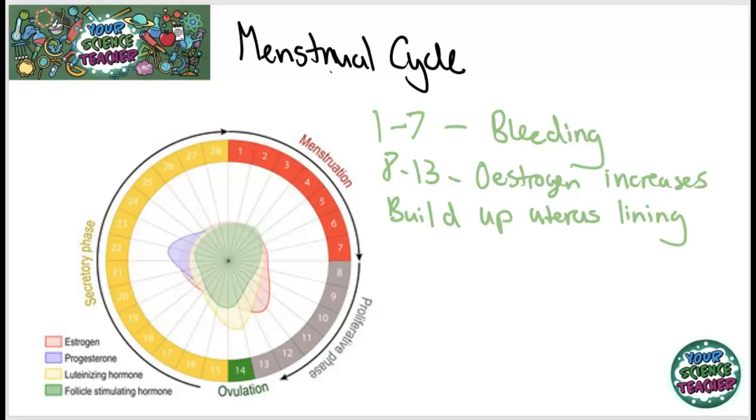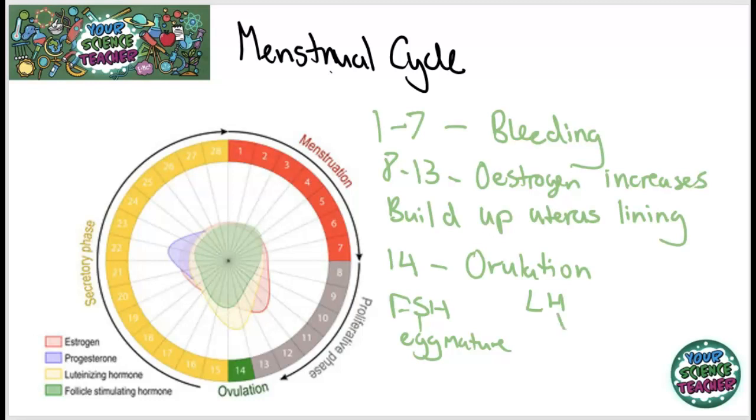If we now look at day 14, an important process starts to take place called ovulation. And this basically is caused by two key hormones. FSH, known as the follicle stimulating hormone, and LH, known as the luteinizing hormone. What happens in this stage is the follicle stimulating hormone causes an egg to mature. And the luteinizing hormone causes an egg to be released.